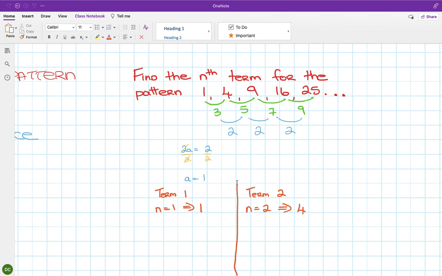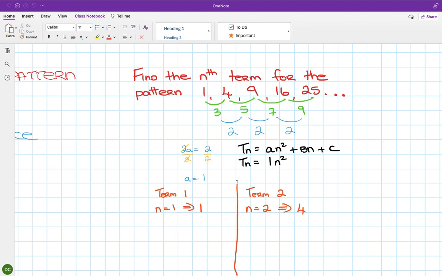Okay, so this is the generic version. I figured out one thing. What's the one thing I figured out? A. So we replace A with the number that I've figured out A to be. So 1n squared plus bn plus c. And now I'm going to use that.